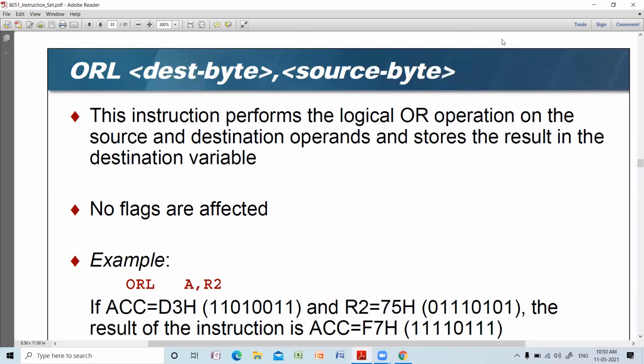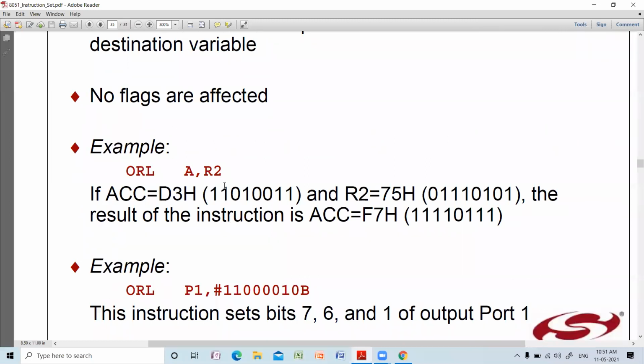Today's topic is logical instructions, ORL. This instruction performs the logical OR operation on the source and destination operands and stores the result in the destination variable. And no flags are affected. ORL A, R2. This is the example. Bitwise OR operation will be done and the result will be copied into the accumulator.